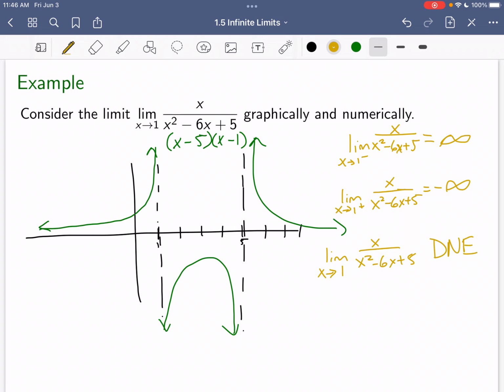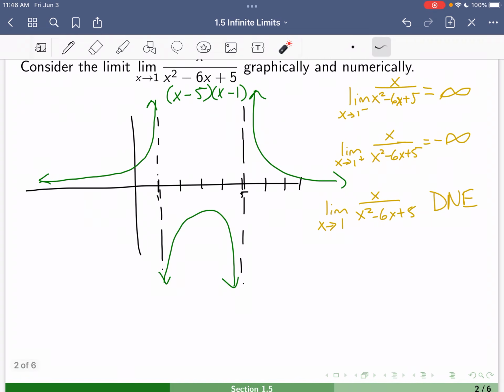All right, so that's looking at that limit graphically. We can see that picture. It makes sense that this is getting really small without bound. This is getting really large without bound. Those two values are not the same. That limit does not exist. Another way that we can do this is we could look at this numerically. So let's look at it numerically.